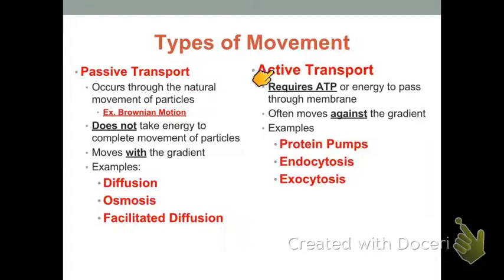Active transport is the other type of transport we will study, and this requires ATP, or energy, to pass through the membrane. So it moves against the gradient. I always like to think about this as running up a hill. It's probably going to take energy to push a ball up a hill, whereas if we were to roll a ball down a hill, like with passive transport, meaning moving with the gradient, it wouldn't take energy. So active transport takes energy. Our examples that we will study are protein pumps, endocytosis, and exocytosis.